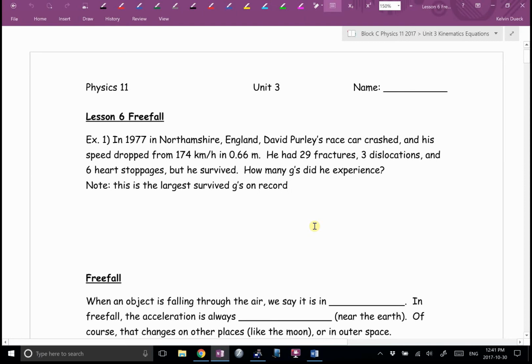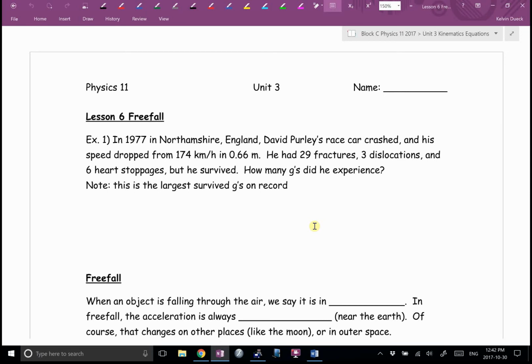Freefall, except first we have to do a little trivia. We looked 2 days ago at G's. We looked at Colonel John Stapp and his rocket experiments. All right. In 1977, in Northamptonshire, England, David Purley's race car crashed and his speed dropped from 174 kilometers per hour to 0 in 0.66 meters.